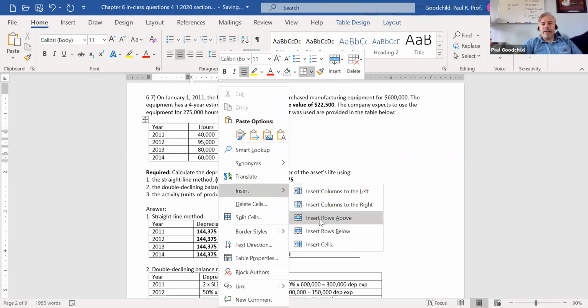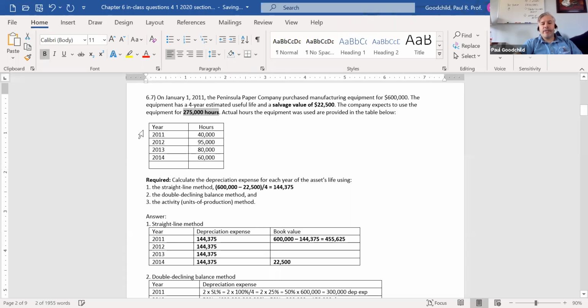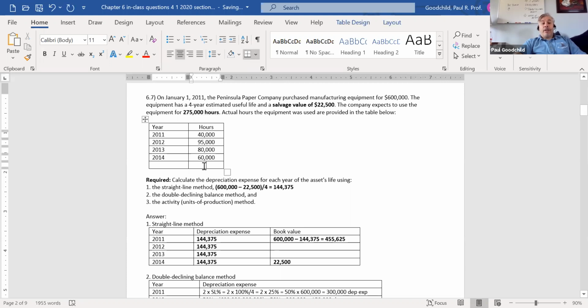Now we're moving to the last one, and I'm going to insert a row below. Now it says up here that they estimate the useful life of the equipment to be 275,000 hours. Now I've done enough of these where I always want to check the math on it. So I have 40,000 plus 95 gives us 135 plus 80 is 210 plus 60 is 275,000. So it does come out.